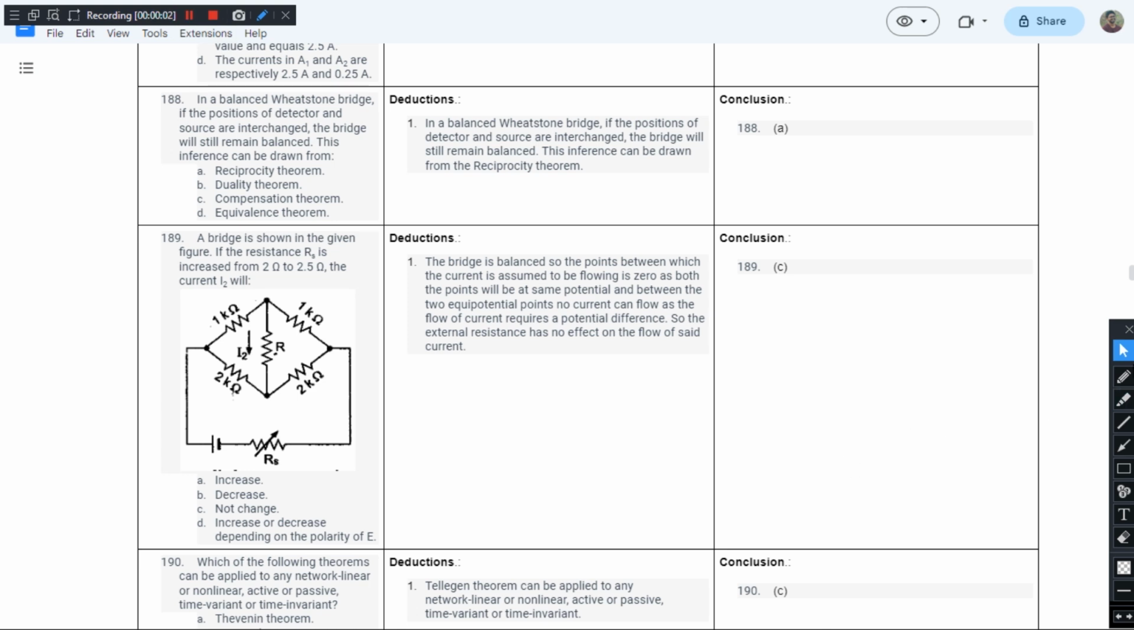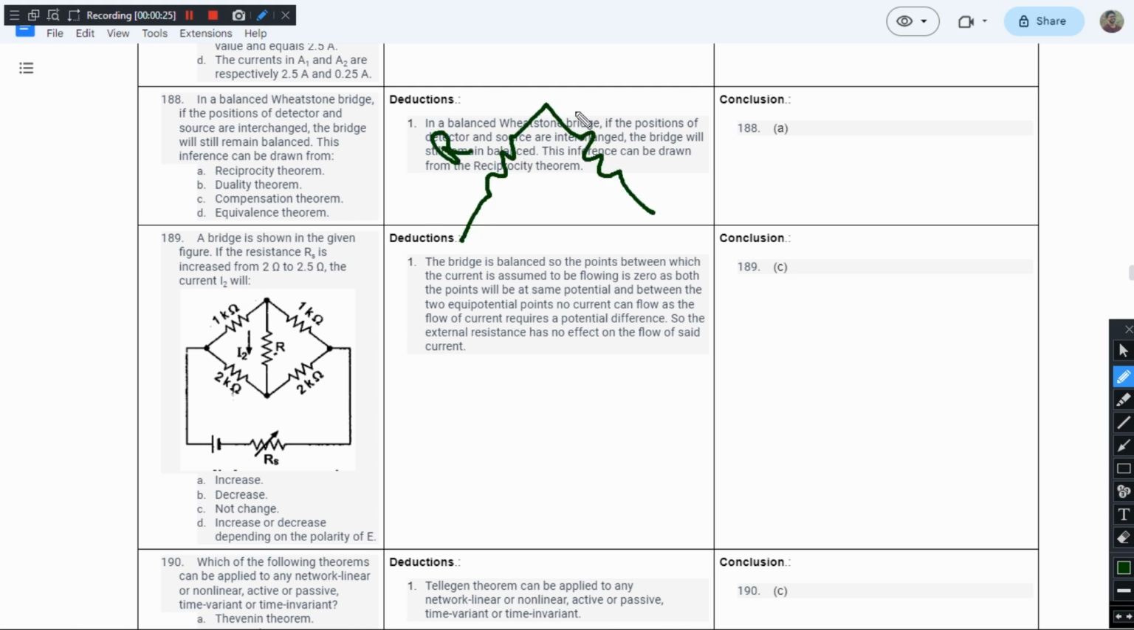This is question number 188 from chapter 1 of J.B. Gupta's book, and the question goes like this. In a balanced Wheatstone bridge, if the position of detector and source are interchanged, the bridge will still remain balanced. This inference can be drawn from. This is the straightaway statement from reciprocity theorem, and let us try to observe what it is being said here.